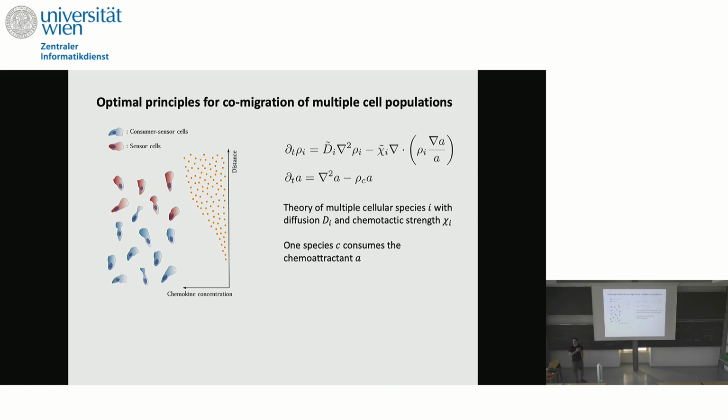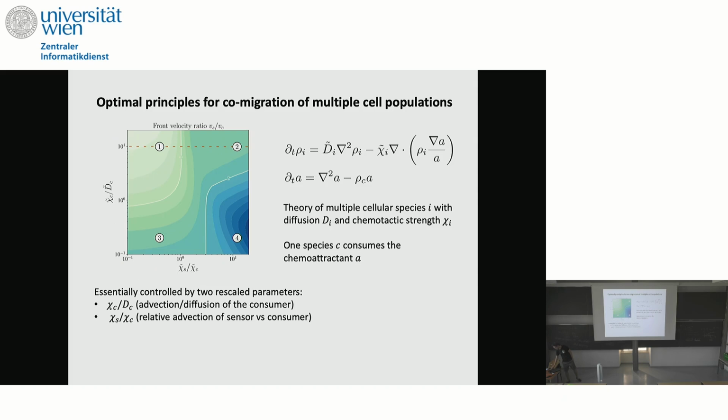And then you can ask, what sort of collective dynamics do you get if you consider very generically these kinds of things? And what Mehmet showed essentially is that if you have two cell types, one that consumes and senses and one that senses only, you can reduce the whole phase diagram to essentially two rescaled parameters.